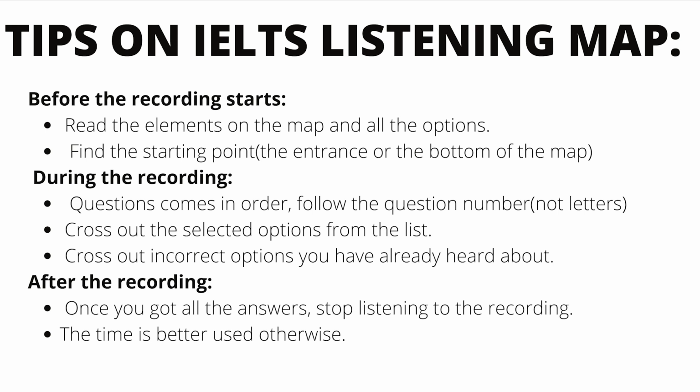Read the elements on the map and all the options. Find the starting point, that is, the entrance or the bottom of the map. During the recording, questions come in order. Follow the question number, not letters. Cross out the selected options from the list. Cross out incorrect options you have already heard about.